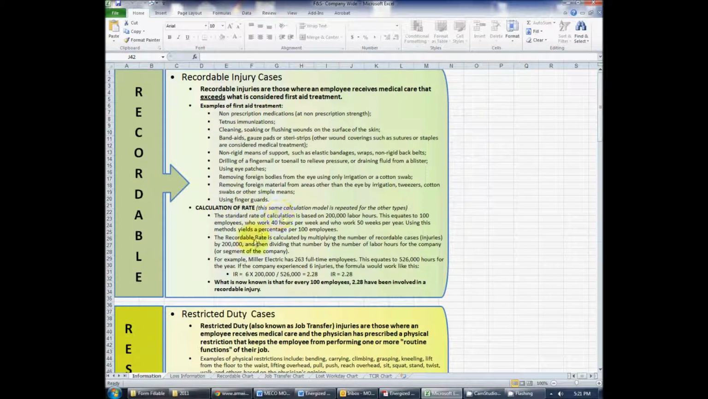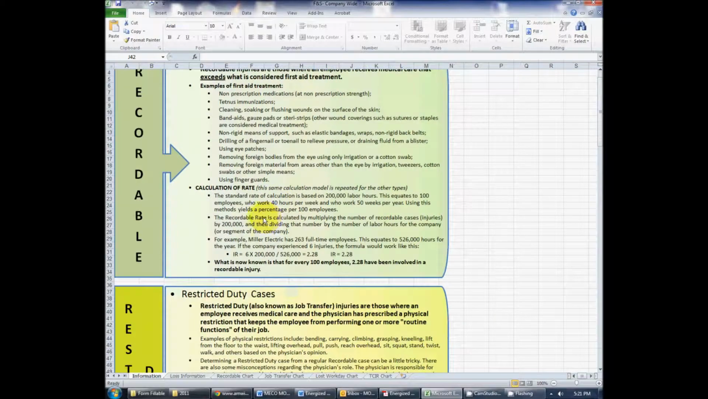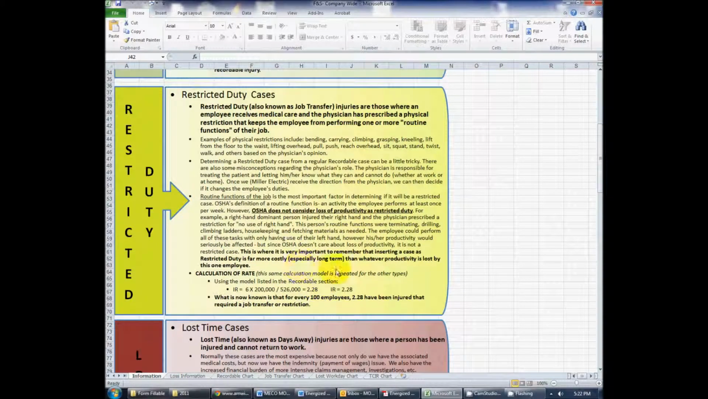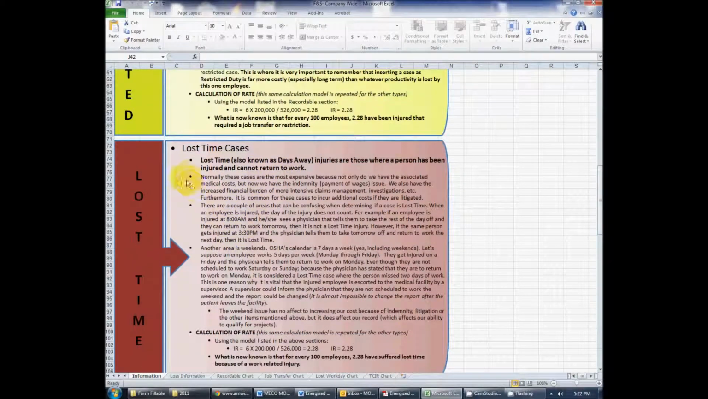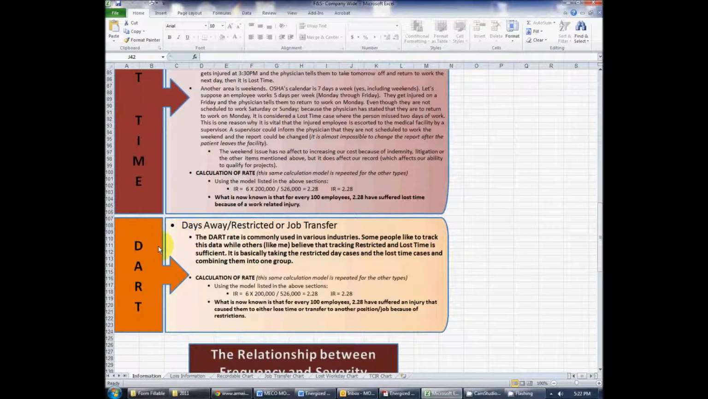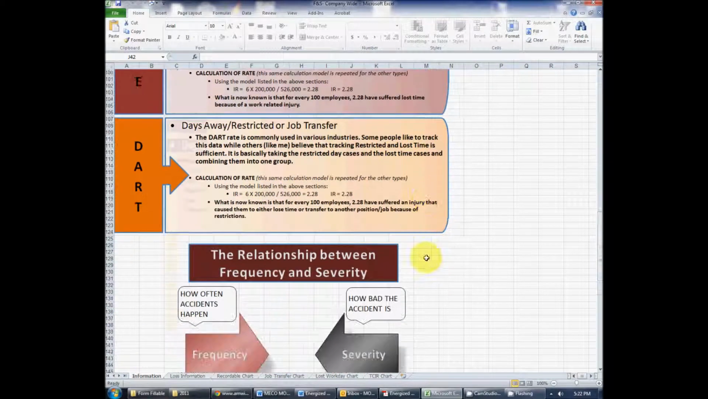We talk about the calculation of the rate, tell you how the calculations are done, and then what that rate actually means. And then if we continue on down, we have restricted duty cases, talk a little bit about those. Once again, calculation of the rate and what the rate actually means. Go next to lost time cases, same thing applies. We go to the DART rate, or days away restricted or job transfer rate. We talk a little bit about that, same thing with the calculation and then what that actually means.